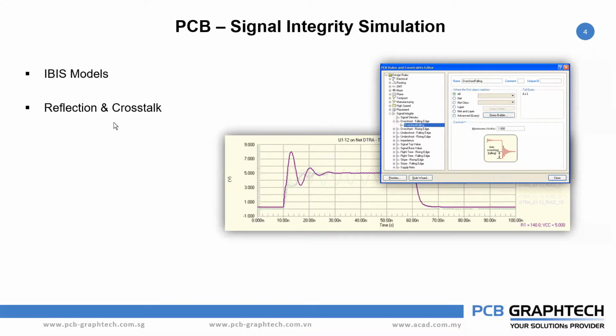So the analyses we can do inside the PCB are reflection and crosstalk. If you have a high speed net, you can determine the maximum reflection in it through the analysis, and you can determine the crosstalk between two nets. So you can determine all of these here.